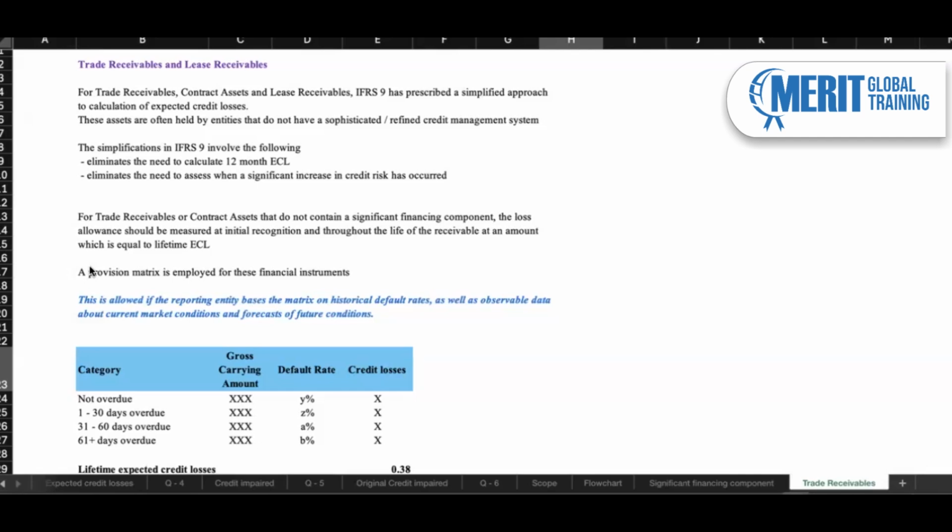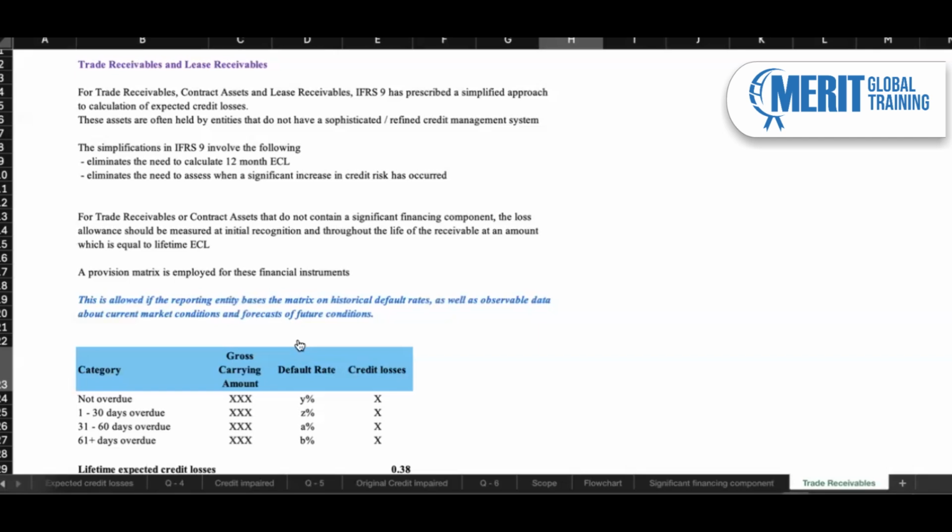And for trade receivables or contract assets which contain a significant financing component in accordance with IFRS 15 and lease receivables, an entity has an accounting policy choice. Either it may apply the simplified approach, that is, to measure the loss allowance at an amount equal to lifetime ECL, or it can apply the general model. What is the general model? Monitor significant increases in credit risk. If there is a significant increase in credit risk, then you will have to use the lifetime expected credit losses. If there is no significant increase in credit risk, then you will have to calculate the 12-month expected credit losses.